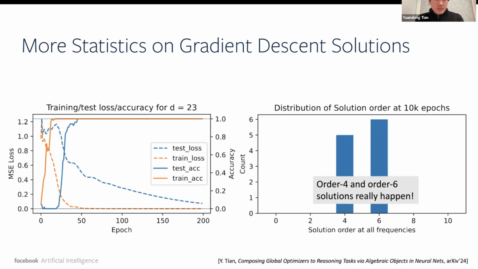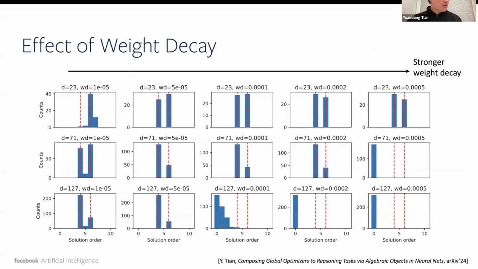The answer is yes. This is an example for D equals 23. Now we actually look at distributions. You compute the distribution of the solution orders at all frequencies, and you see two sharply peaked solutions at 4 and 6. And if you scale the problem up even more, for example, to D equals 127, you will see these two peaks at the same time. But some kind of weight decay needs to be applied.